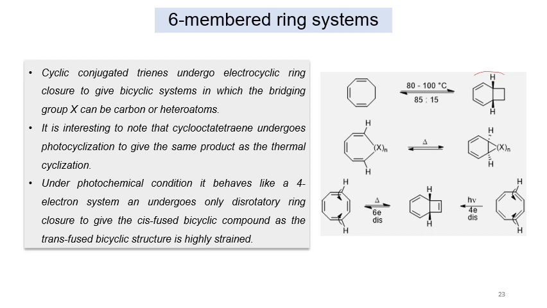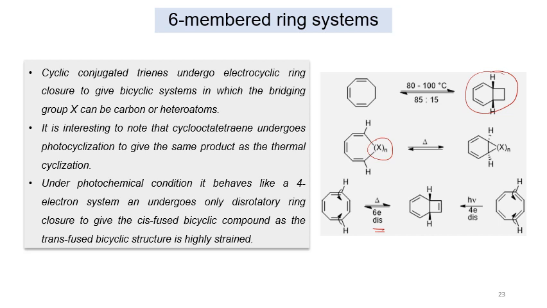In many cases, you can have heteroatoms, where X could be either a carbon or any other atom which is suitable for that particular transformation. Now, under photochemical conditions, what happens to these systems? We know this is a 6 electron cyclization in this particular cyclooctatetraene.